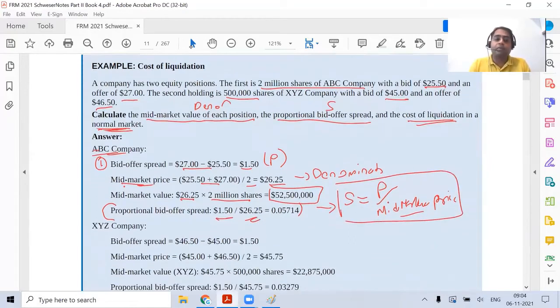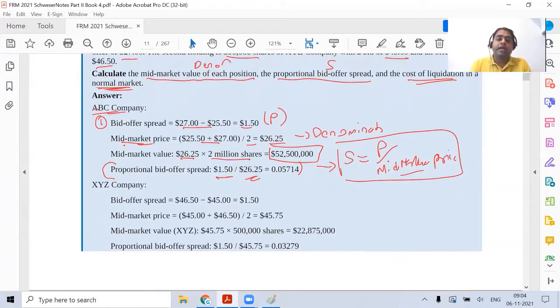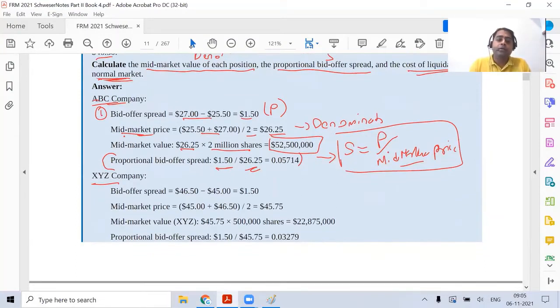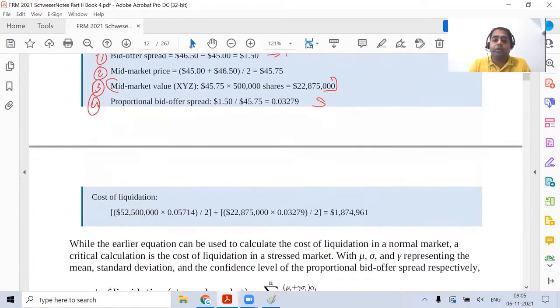So now we are finding the proportional bid offer spread for both the first asset, which is the ABC asset, and the second asset, XYZ. I want you guys to focus on the numbers and see if you are able to connect back. This is an easy sum. It can come in your exam. So the same part, bid offer spread, this is your P, this is your denominator. This was your mid market value, which we use for the cost of liquidation, and the fourth one is your S.